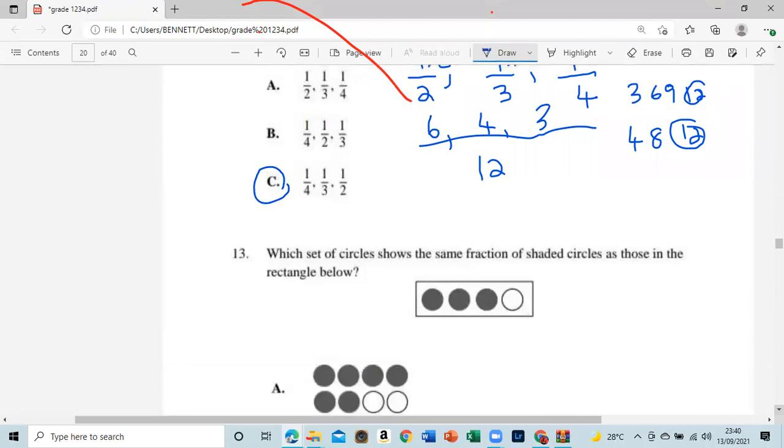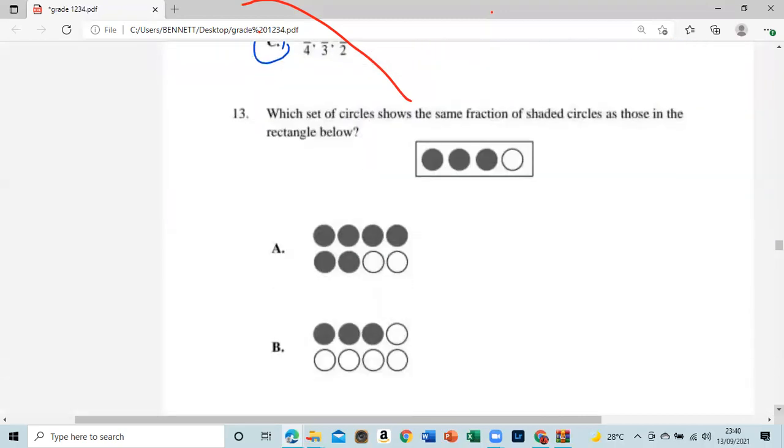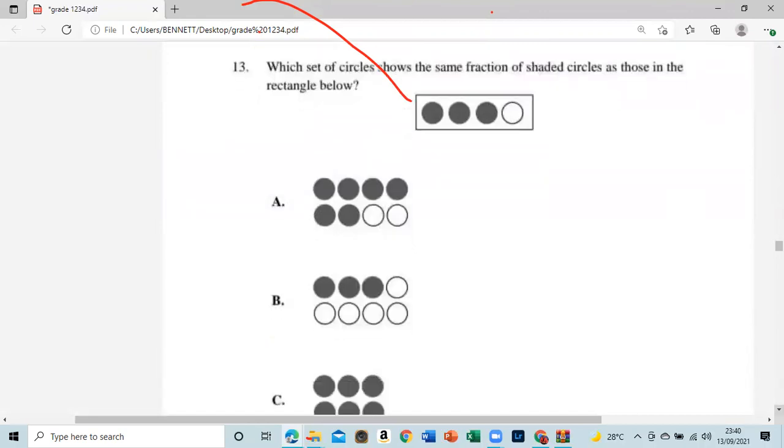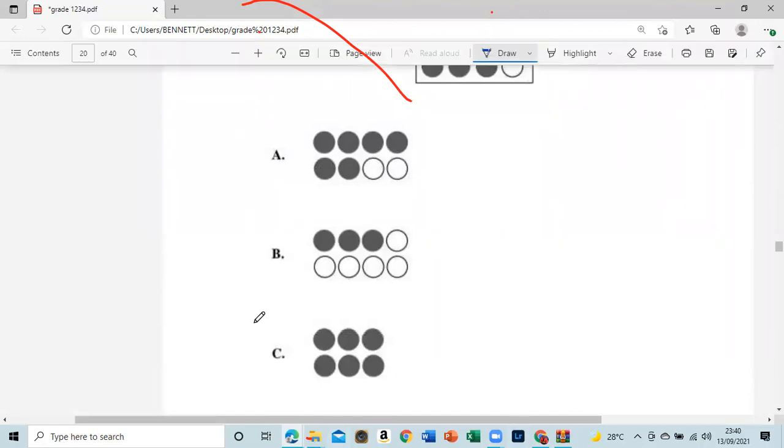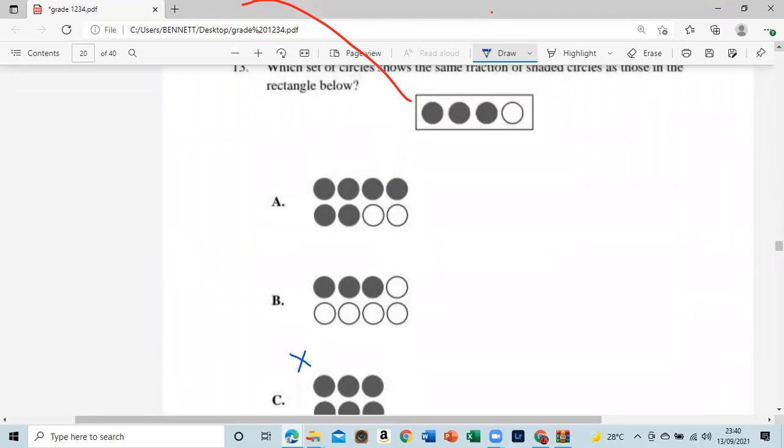So let's move to 13 and see what it says. Which set of circles shows the same fraction of the shaded circle as those in the rectangle? Awesome question. All right, so it can't be this because all is shaded, right? So let's just eliminate this right away. Couldn't be this. Says either this or this. So let us reason it out now. What do you guys think? Is it A or B?